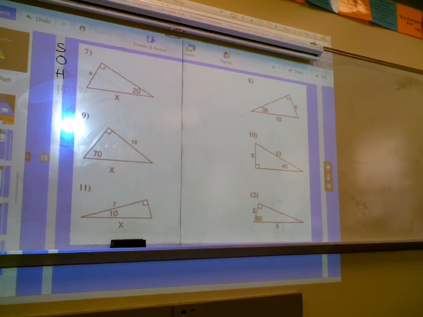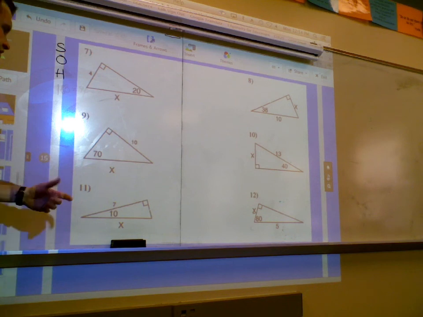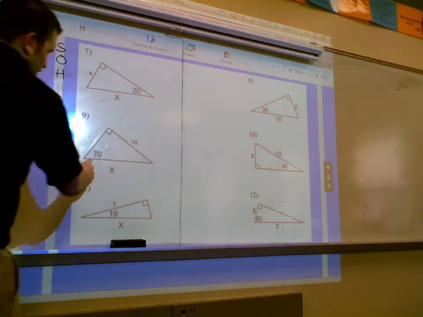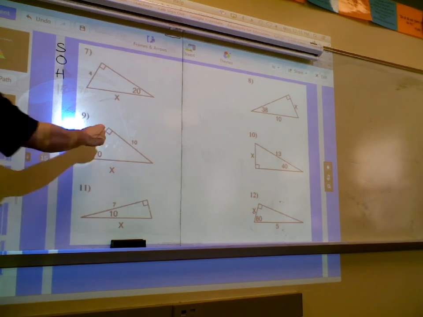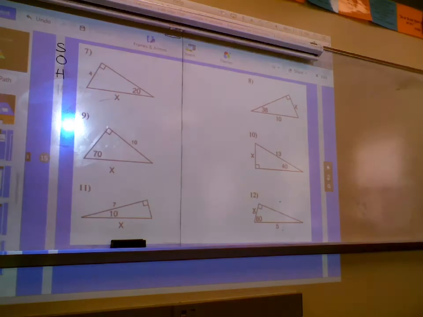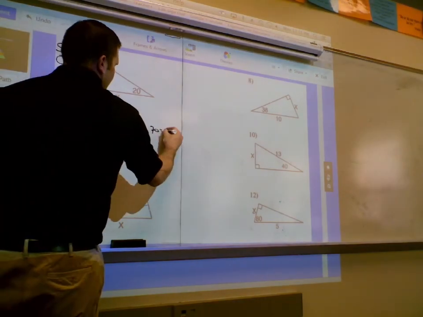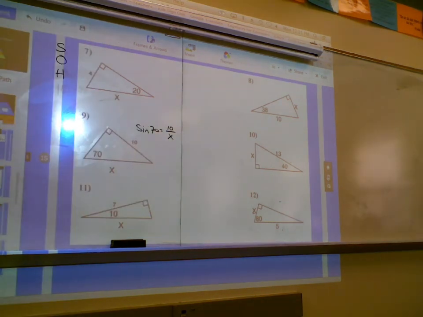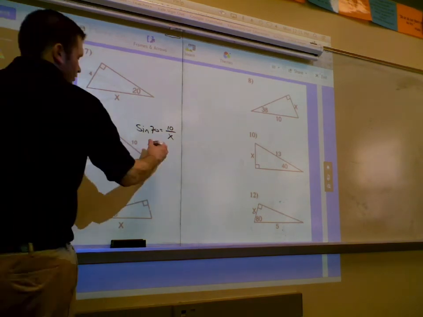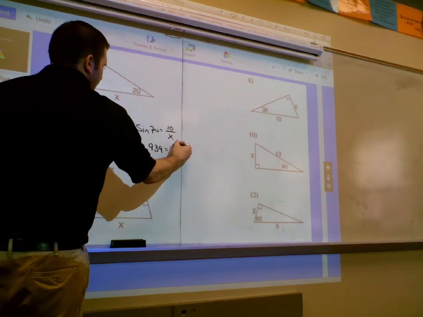All right. Where's theta? For number 9, where's theta? 70, right? So 10 is what to the 70? Opposite. What's the x? Hypotenuse, because it's across from the right angle. Does that make sense, guys? So then we know sine of 70 equals 10 over x. Right, what does sine 70 equal? 0.939, thank you. Equals 10 over x.